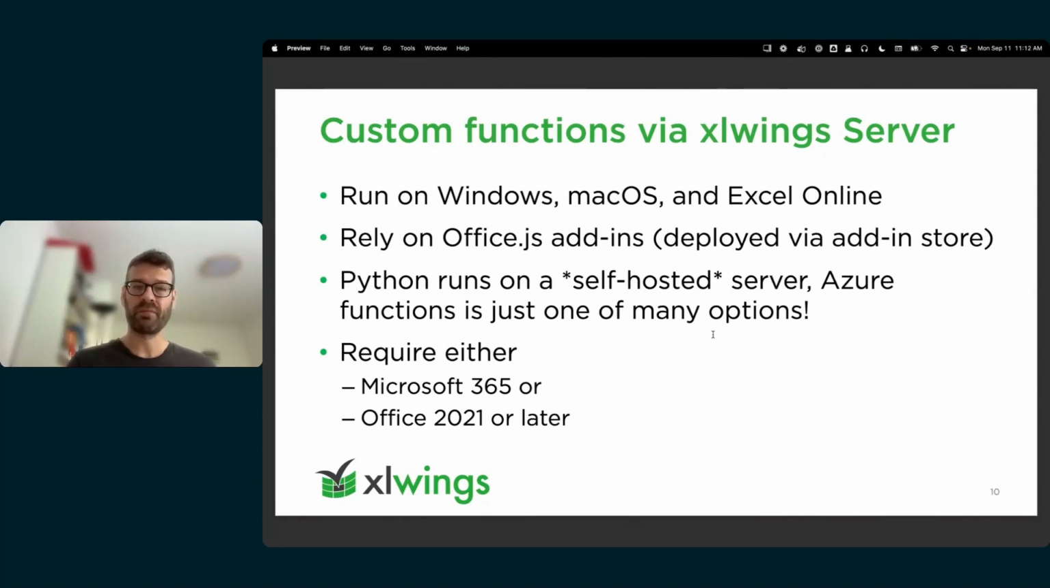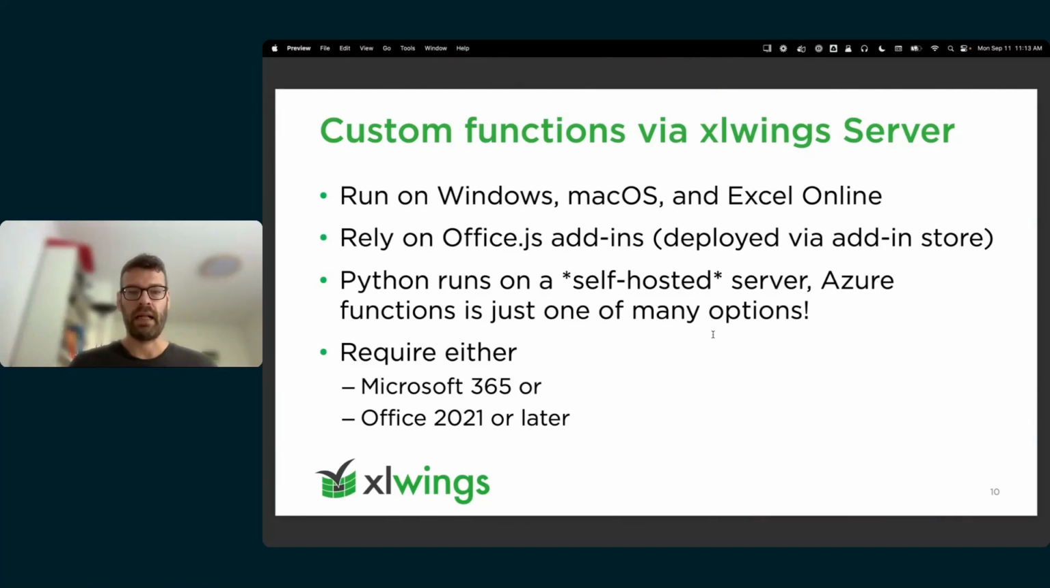And Python, for that matter, runs on a self-hosted server. You could obviously also run it locally on localhost. But as the title of this webinar says, we're going to use Azure Functions, just because it is a popular solution, but it's one of a gazillion other solutions. If you're an AWS shop, you may prefer to use AWS Lambda, and it works absolutely the same.